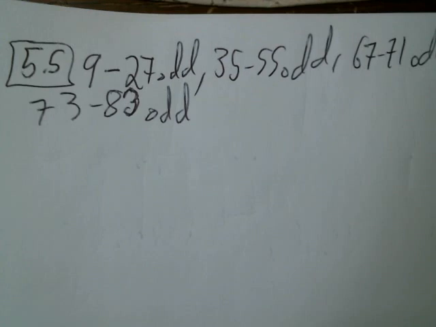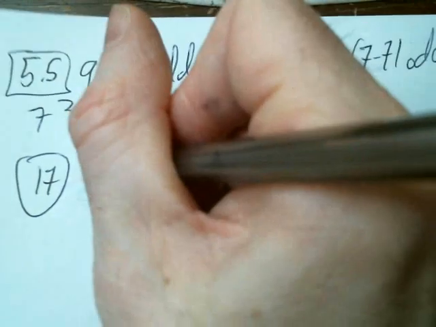Okay, so let me scroll over in my book to 5.5. Okay. Let's look at, I guess number 17 is a good place to start.